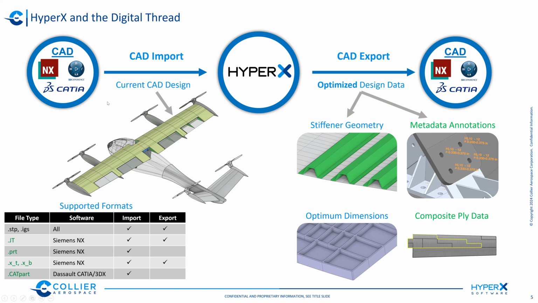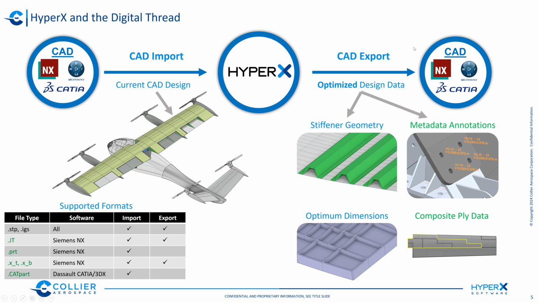So this flow chart shows the general process involving HyperX and CAD. On the left-hand side, we have our CAD import. We've recently added support for a number of import formats for CAD. The idea is that you would pull in the current state of the CAD design into HyperX and interrogate that CAD model and use it to better inform your analysis and optimization setup in HyperX.